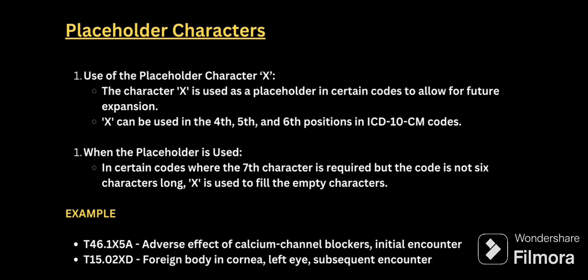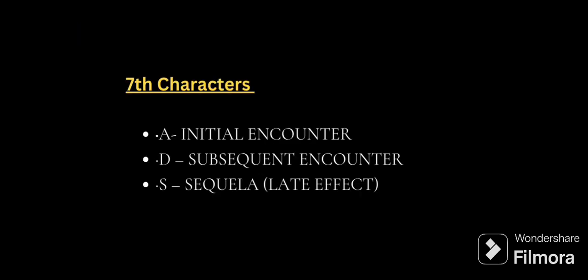Then the next is the placeholder character. The placeholder character is called X. If a code has a future expansion, and a character is left out in between, we fill it with the character X. X doesn't have any value. Examples are given here. And for the seventh character of the code, usually we have A, D and S. A is called initial encounter, D is called subsequent encounter, and S is called sequela or late effect.